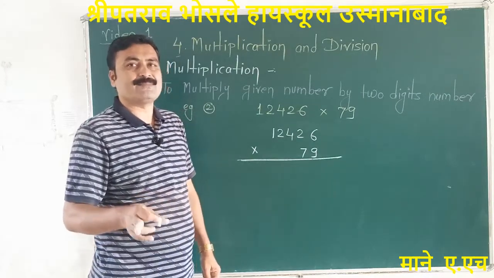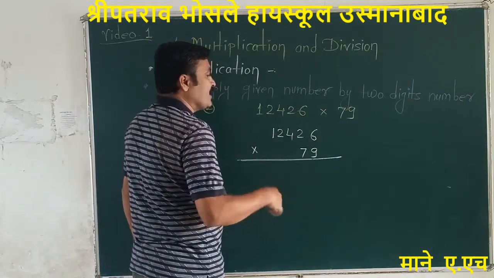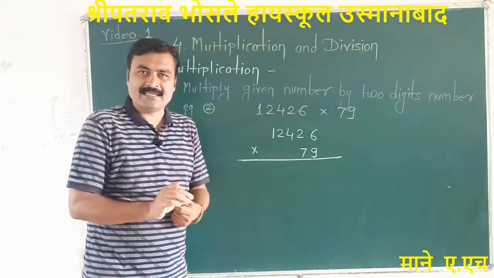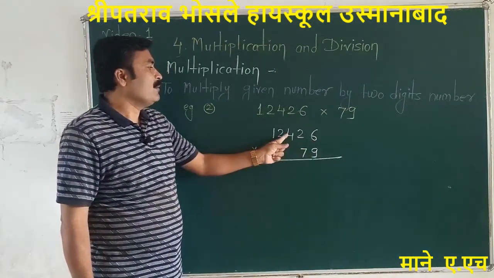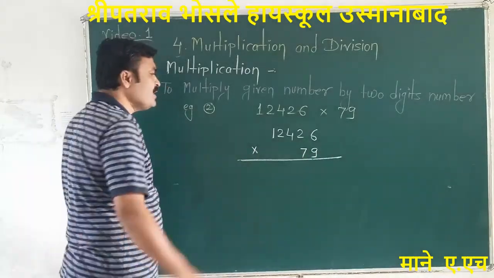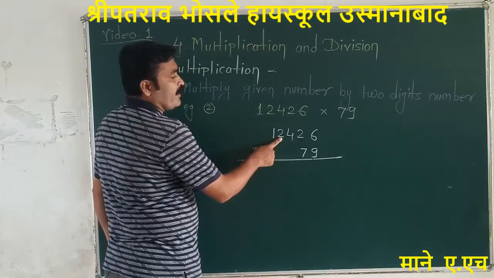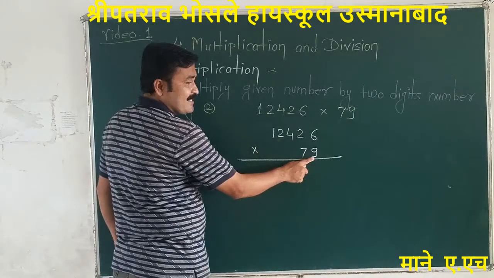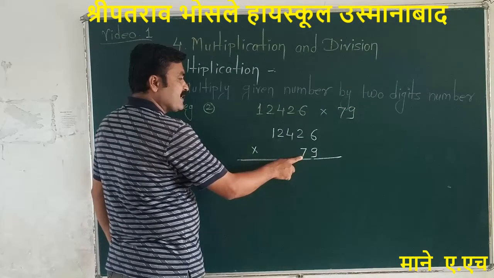So how this takes place is important. Let's keep in mind, when the number is greater than 30, that means the table we cannot recite easily, the method is that we multiply the above number separately by the digits in the second number. The meaning of this statement is that this above number, 12,426, first we multiply by 9 separately. After completing that, we multiply by 7.